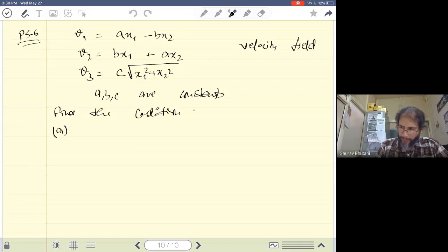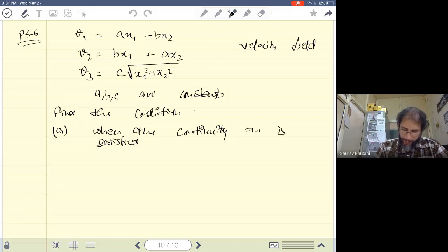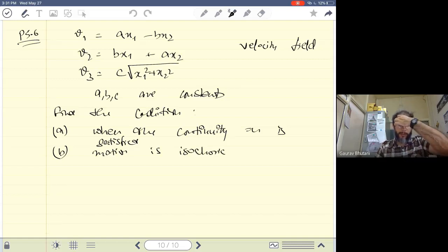So you have to find the condition for A, when the continuity equation, the conservation of mass, is satisfied. And we have to find the condition for the second case, where the motion is isochoric. All right, so again, a very straightforward application of the continuity equation in part A.